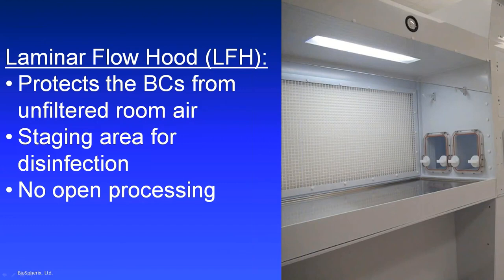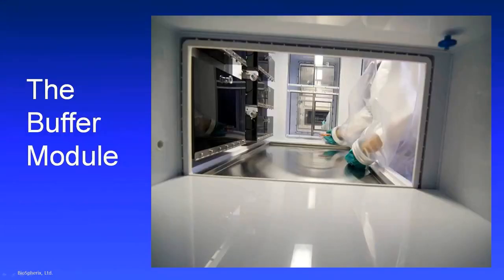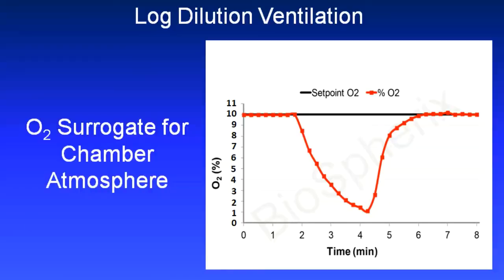The laminar flow hood protects the buffer chambers from unfiltered room air coming in. Like I said before, it's a staging area for disinfection. This is not the area for open processing. We want you to do that inside the Xvivo system. Now, the buffer module is the next chamber that you're going to use in your process. After surface disinfection and drying in the laminar flow hood, all your materials go into a buffer chamber in the buffer module in order to get imported.